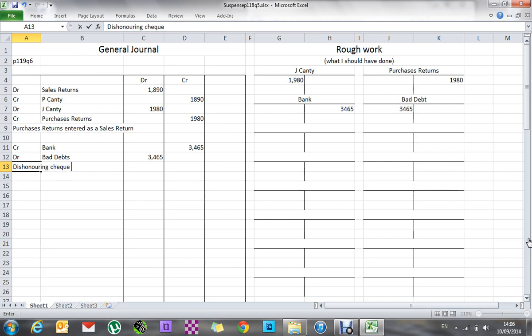So dishonouring cheque and bad debt not recorded.